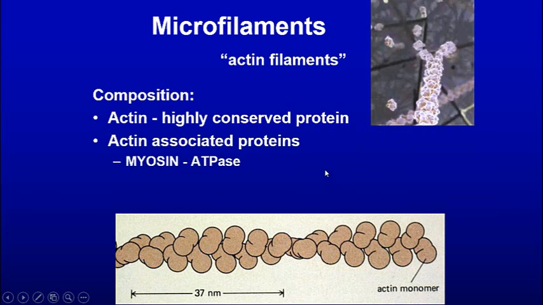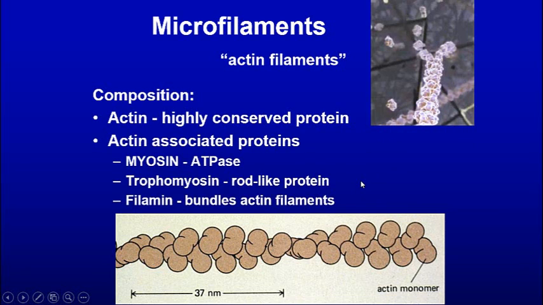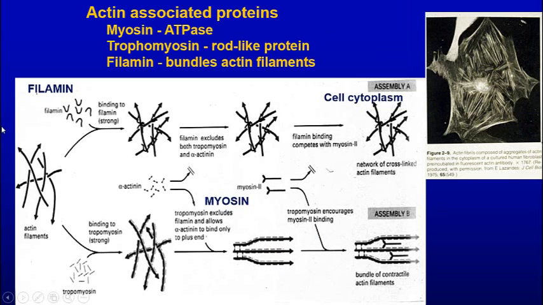Actin associated with proteins: myosin has ATPase activity, and actin and myosin, of course, is important. And tropomyosin is a rod-like protein that causes a linear structure, as we'll see here in a minute. Filamin, in contrast, makes a bundle. And so things will bundle. We'll see that right here. If you have filamin associated with actin, it forms like a gel.